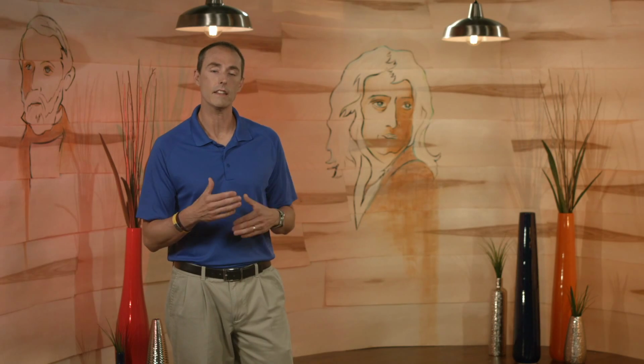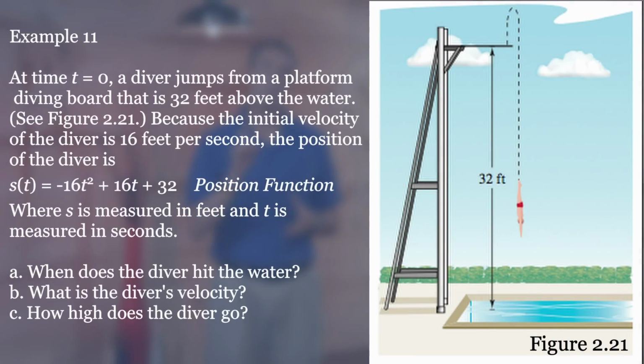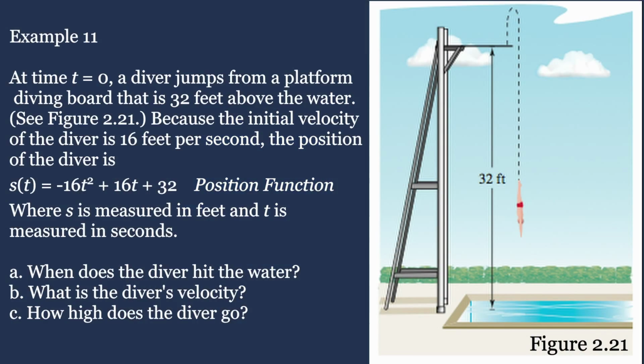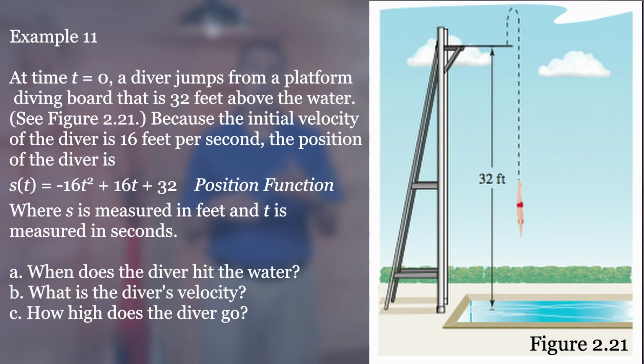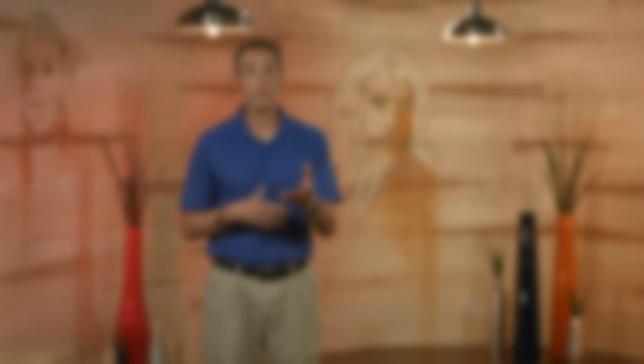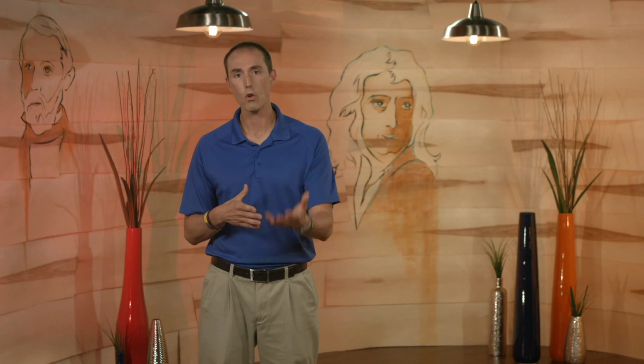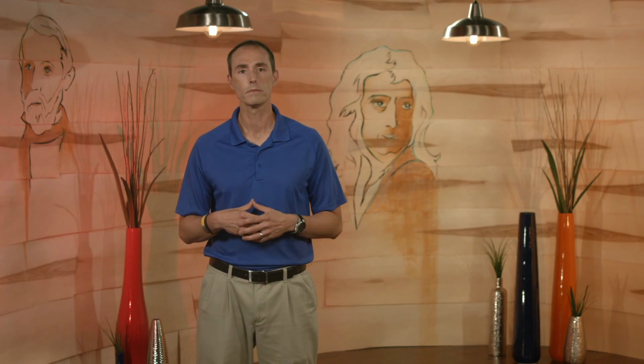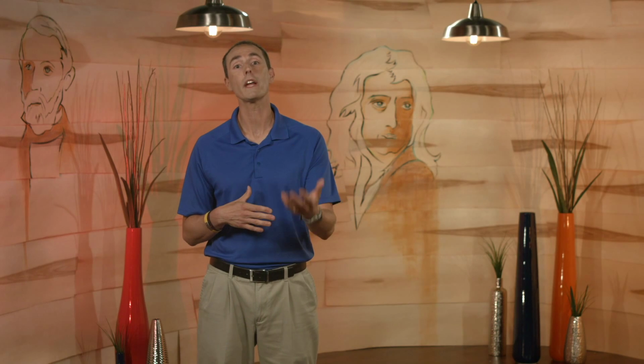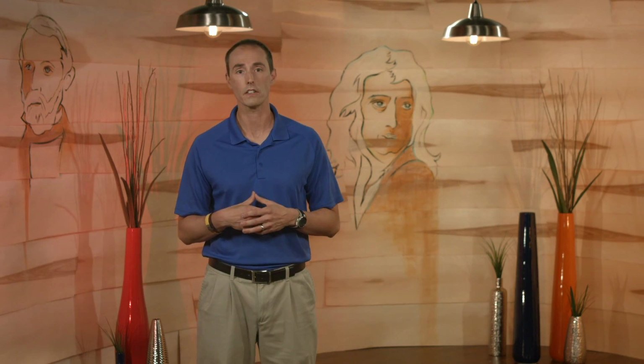Now, a nice ending to this section comes with example 11, but I might supplement it a little with part C. And ask students, how high does a diver go? There's a couple things we could do with this example. First off, I would have them roll through this example with pencil and paper, but when they're done, I might have them recreate it with their graphing calculator.